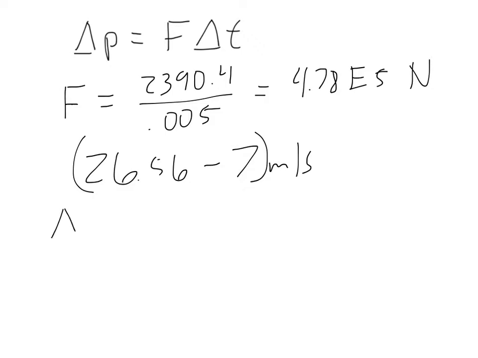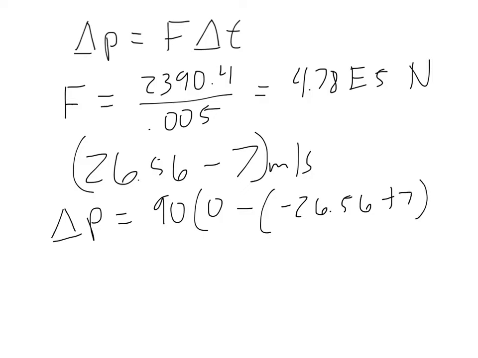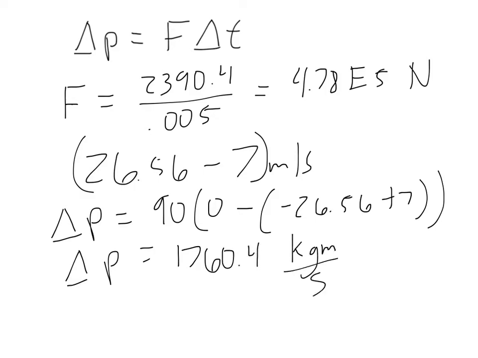So now we're going to use the impulse equation. Delta p is equal to 90. We're still bringing them to rest, so the final velocity is going to be 0. And the initial velocity, since it's going down, it's minus the minus 26.56 plus 7. That accounts for the difference in the person's velocity relative to the elevator. This is what an outside observer would see. And we get a delta p equal to 1760.4 kilogram meter per second.